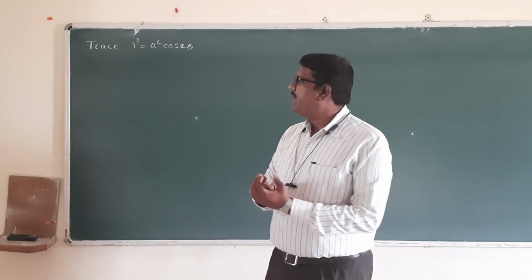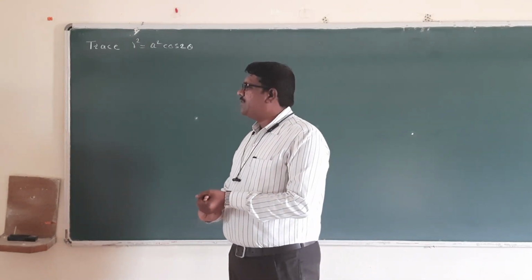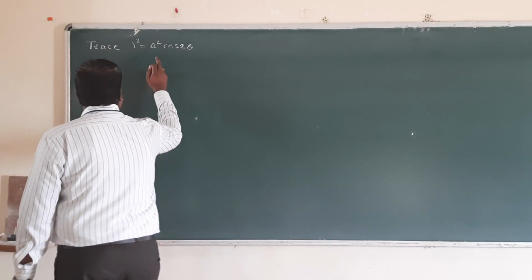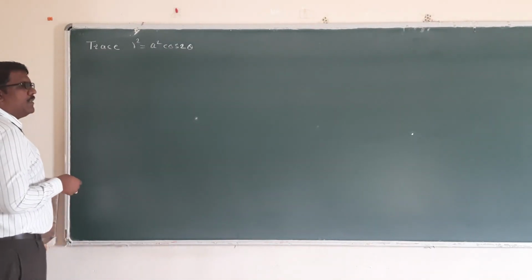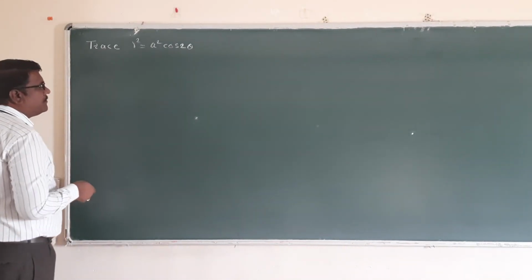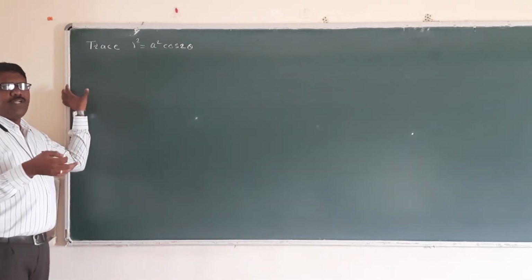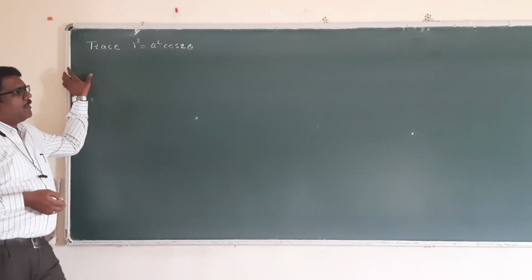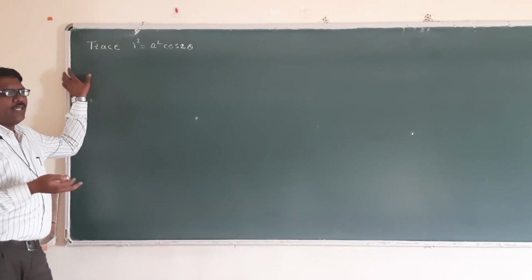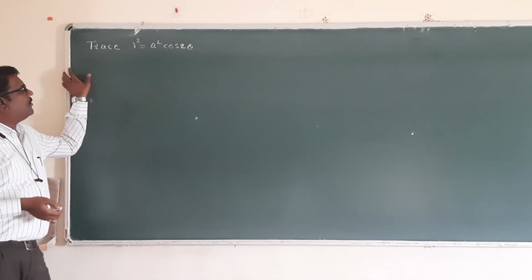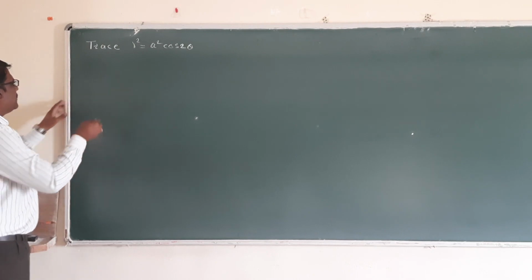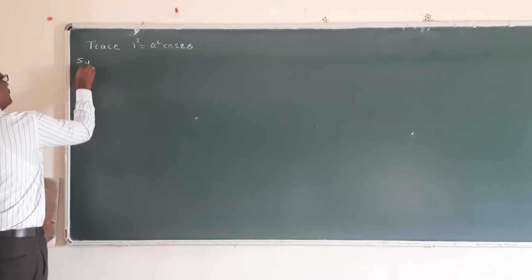The third example is to trace r square is equal to a square cos 2 theta. Now to trace this curve, again we need to go through the points: symmetry, pole, table of values, and then tangents, and then shape of the curve. So the first point is symmetry.